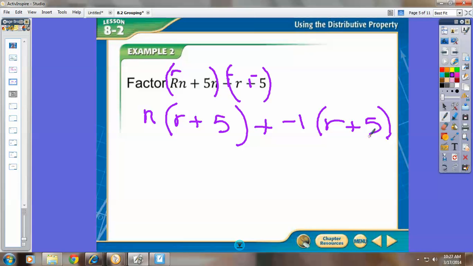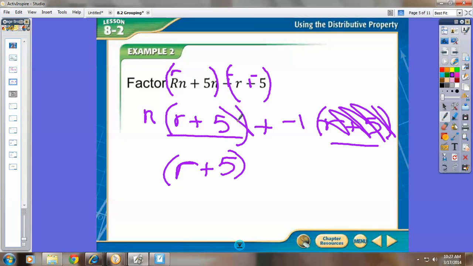What does that tell me? Tells me we did what we were supposed to. So if we take out r plus 5, what do we have left? N minus 1. N plus a -1 or n minus 1.